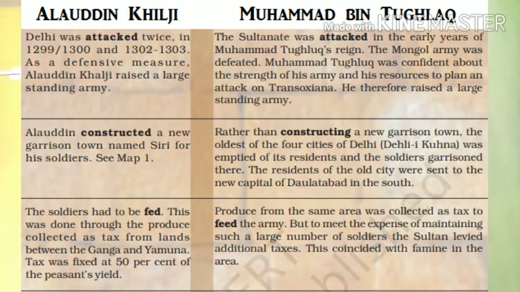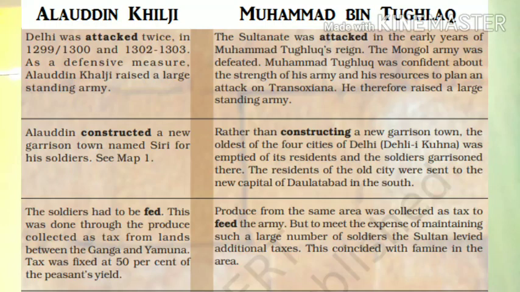So, around Delhi, as Alauddin Khilji had built a garrison town where only soldiers would live, Muhammad bin Tughlaq did not build a garrison town. He emptied the town of Delhi and took all its residents and soldiers away from Delhi and into his new capital called Daulatabad, which was in South India. So basically, Delhi was emptied of its residents and soldiers, leaving it free for the Mongols to sack.